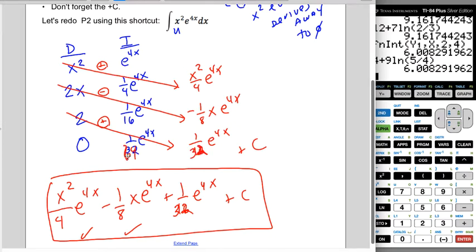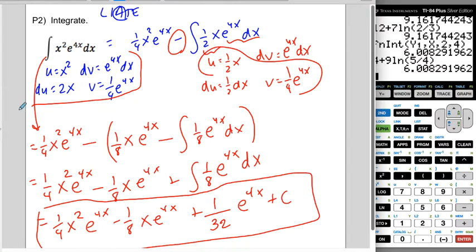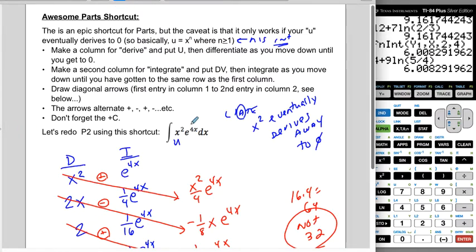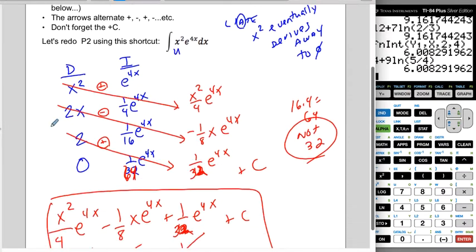Sorry, it's been a long day. I'm tired. When you do 16 times 4, you get 64, not 32. Oops. So anyway, this should be a 32, which checks out with what we did in P2 way back. Same answer. Good, good, good. Sorry, sometimes my brain is slow. All right, so that's our shortcut, and it's awesome.